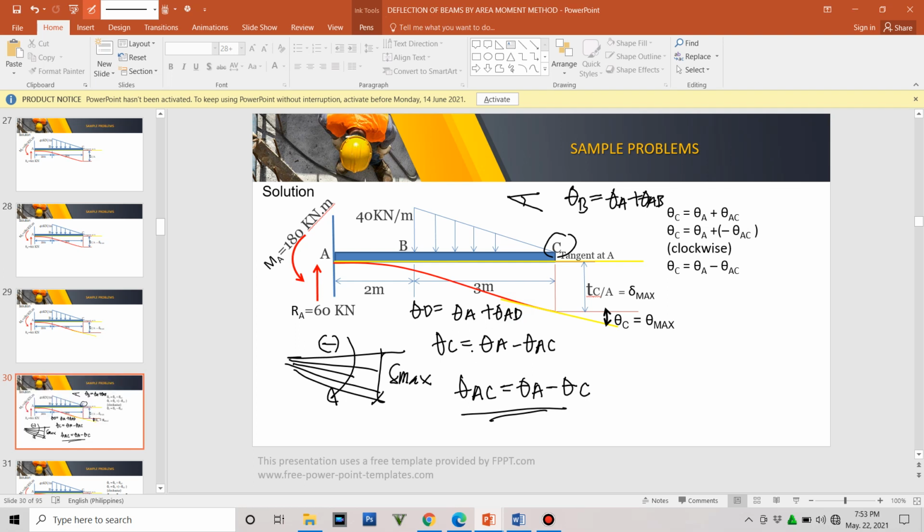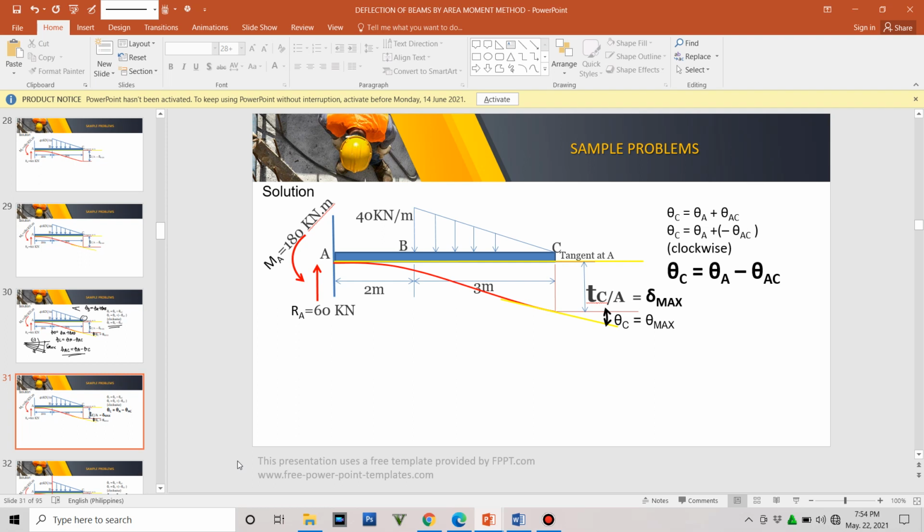So, ganun lang. Okay? That's the concept here. With this, we can establish this equation: theta C is equal to theta A minus theta AC. So, anong gagawin natin dyan? We're gonna work with these equations, no? Kasi yung theta C, yun yung theta maximum, which is the unknown in the problem. Yung naka-bold din dito na deviation at C with respect to the tangent of A, that is the delta max. That is why ito yung mga working equations natin. So, simulan natin dito sa theta.